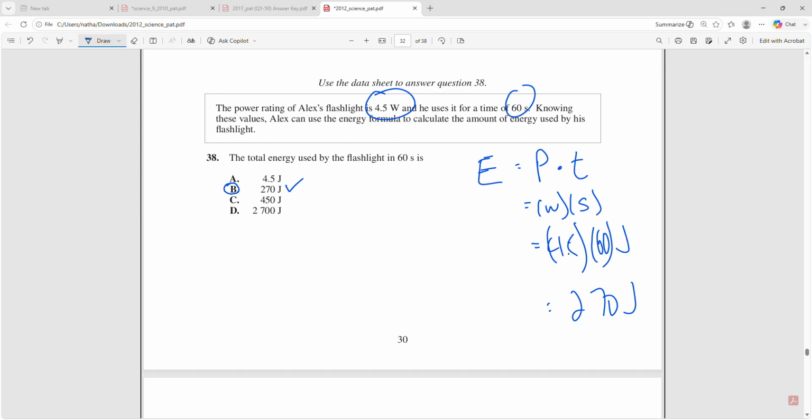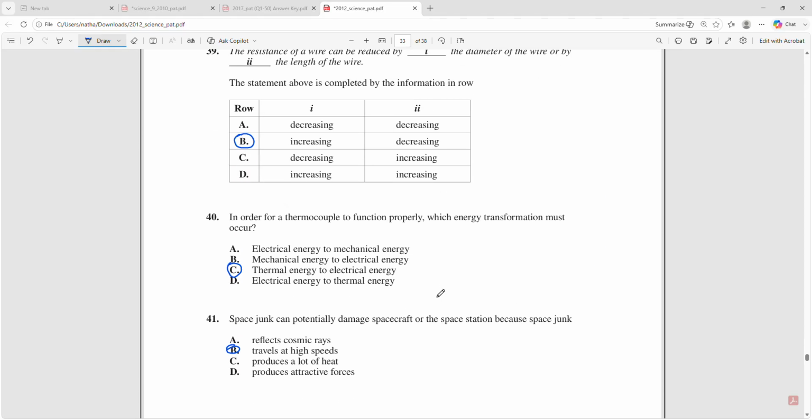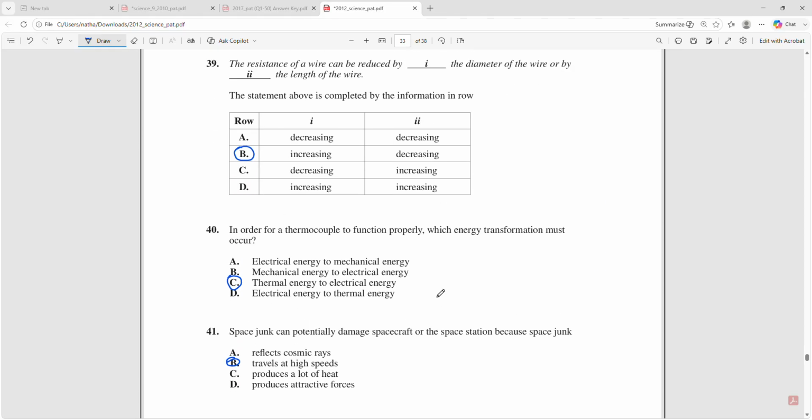Okay, next question. The resistance of a wire can be reduced by either decreasing or increasing the diameter of the wire, or by decreasing or increasing the length of the wire. Okay, again, something we didn't really get to talk about, but it's a pretty easy concept actually.